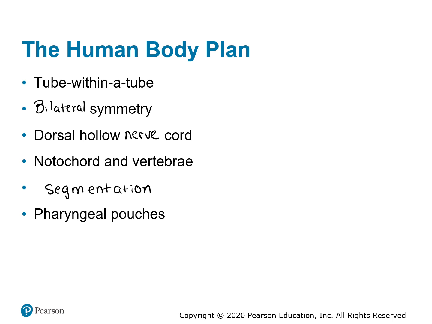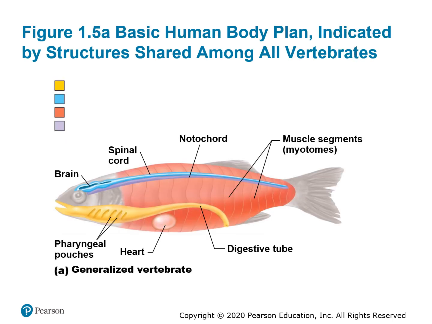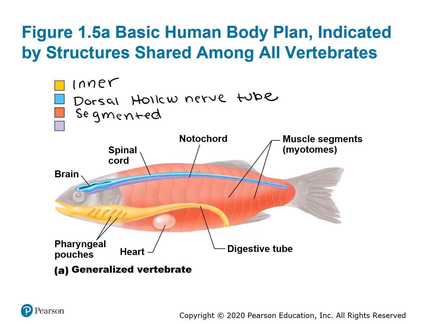And we also have these things called pharyngeal pouches. That's kind of an evolutionary holdover from many millions of years ago. Okay? You will notice that many vertebrates have a very similar basic body plan. This fish is not a human, but it has a very similar body plan. We evolved differently, but from the same common ancestor. That also has an inner tube, a dorsal hollow nerve tube, a segmented outer tube, and a notochord.